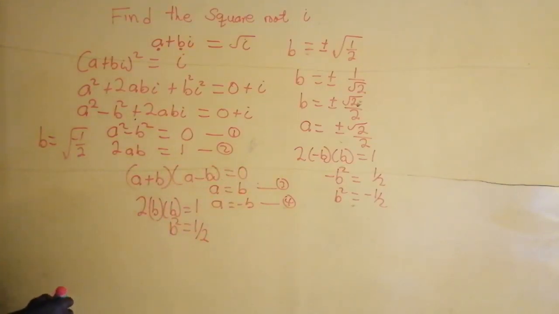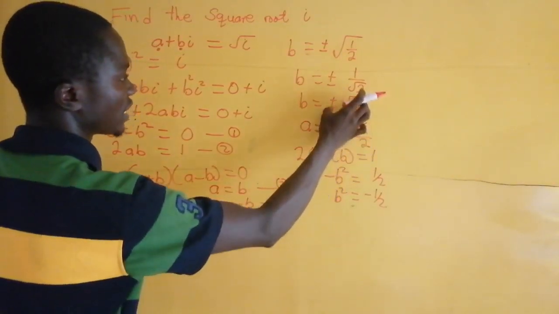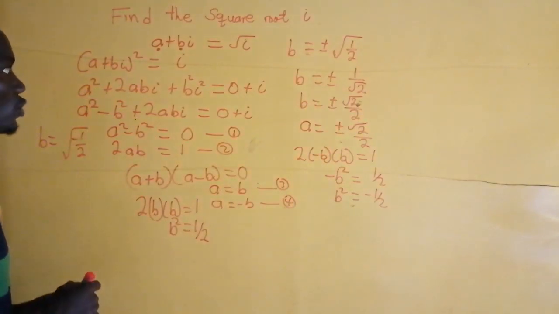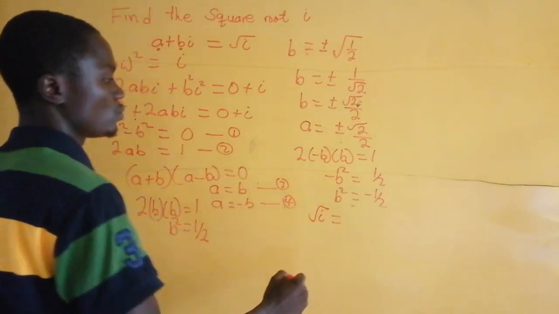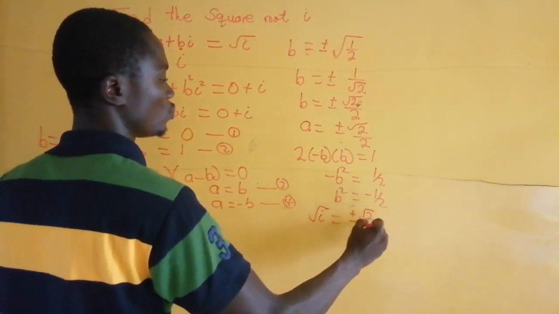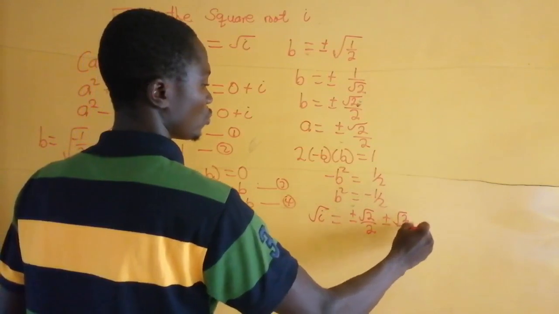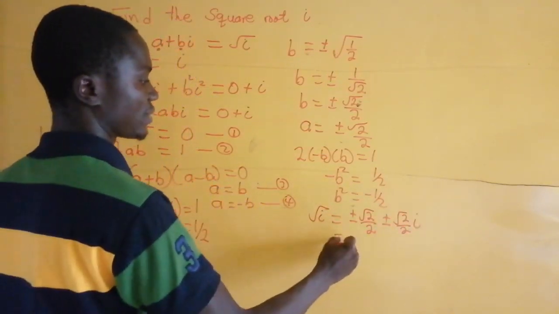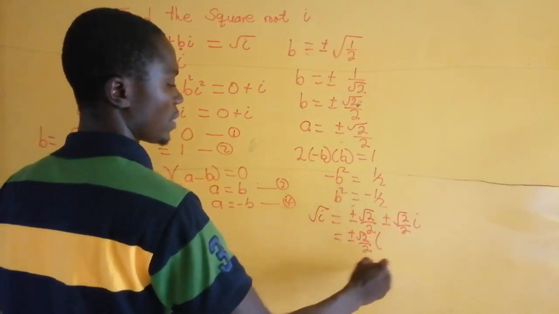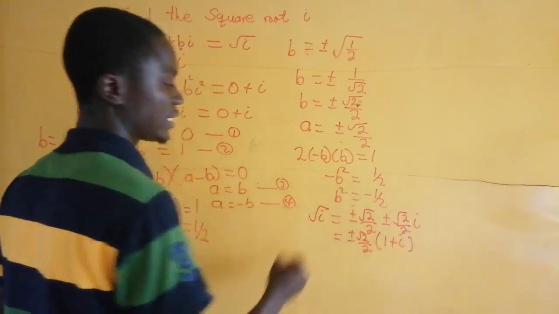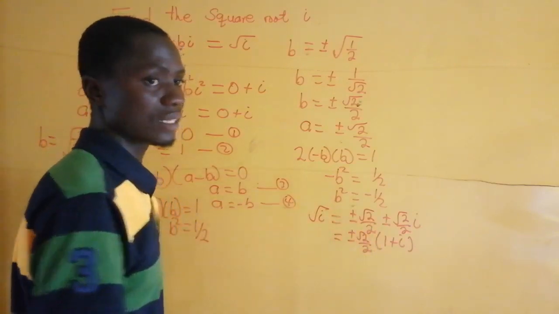So now we have the square root of i to be equal to, this is our a, this is our b. So how do we write it? We are going to write it as square root of i is equal to plus or minus square root of 2 on 2 plus or minus square root of 2 on 2 i. And that gives us plus or minus square root of 2 on 2 times (1 plus i) as the square root of i. So you can use a calculator to punch this to find your answer in decimal.